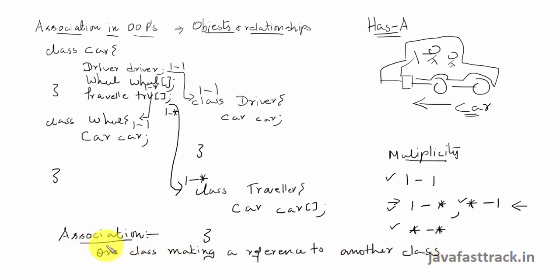So the final point is, if one class makes a reference to another class, then we call it association. Object-oriented programming is all about association. Without association, you cannot create any system.